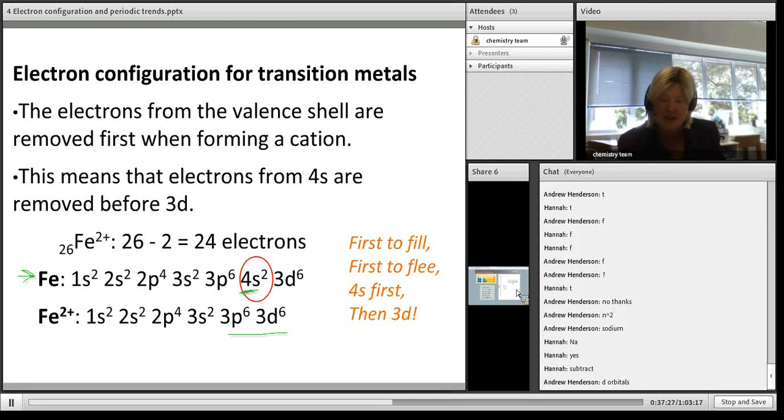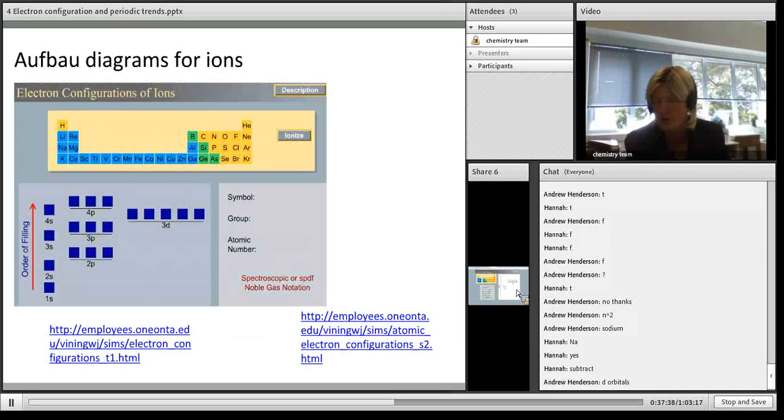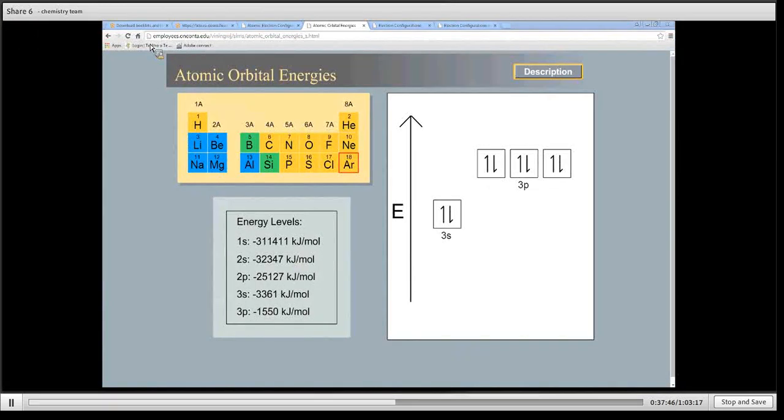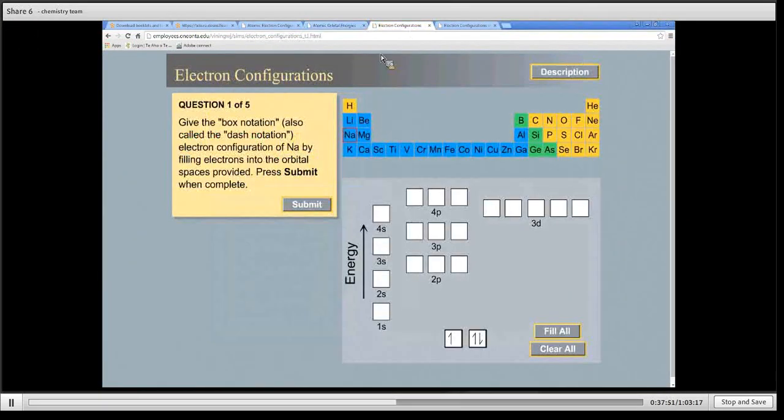So you put it into the 4s first, but then when you've got your atom and you've got to remove electrons, you take them from the 4s first. Okay, so that's a common error when people take from the 3d first. It's from the 4s. So we have again over here this electron configuration.